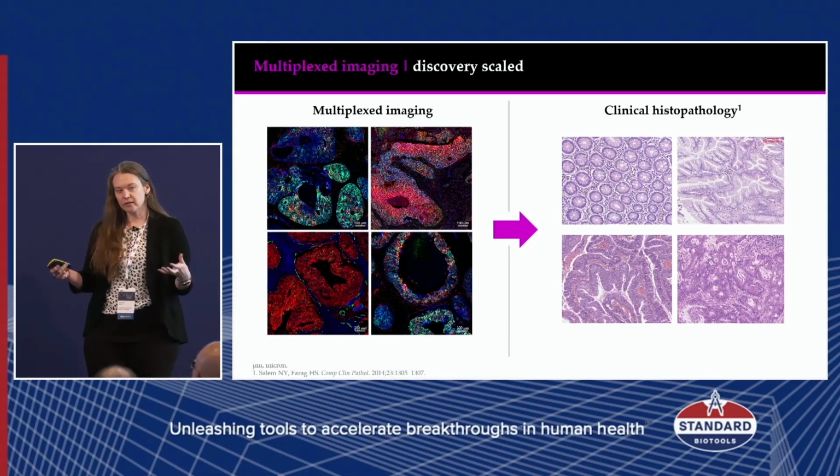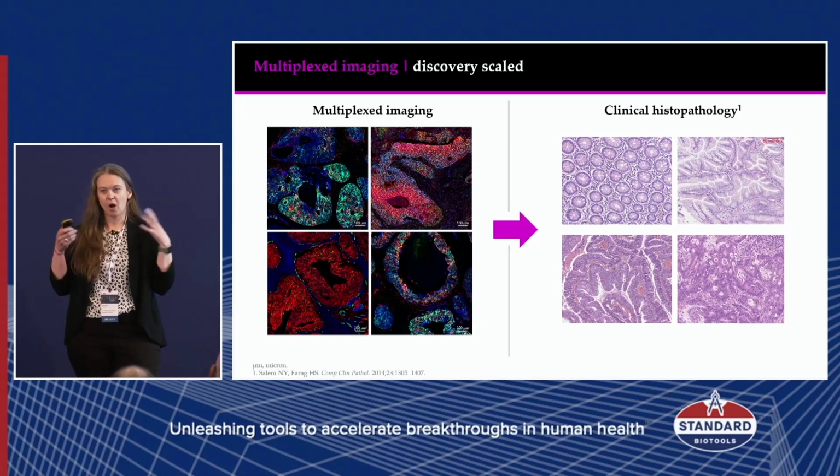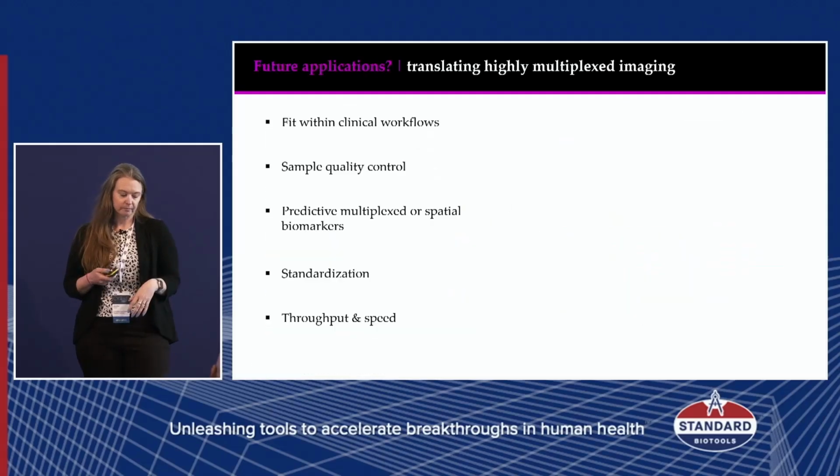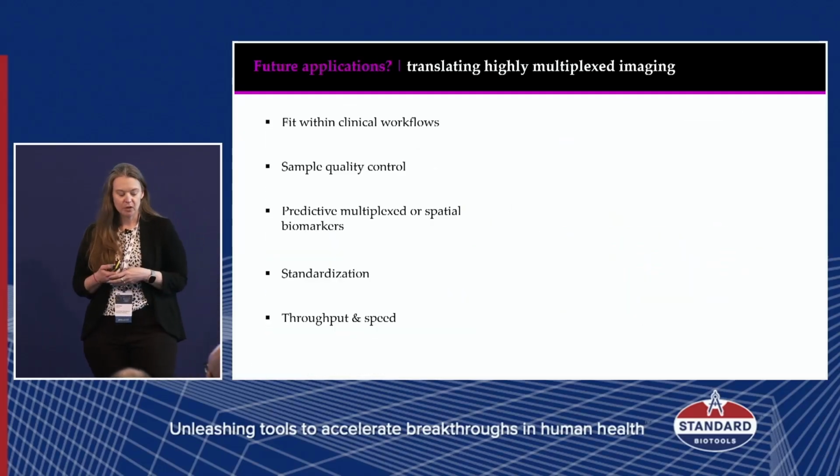If you look at the clinic, it's really the H&E that is still the gold standard. And it's not just what information you can get from the H&E, but also that it's fast, reproducible, and cost effective. So if we're looking to scale multiplex imaging, we have to keep all of those things in mind in order to push it forward. And so if we want to do future applications, how do we translate multiplexed imaging?